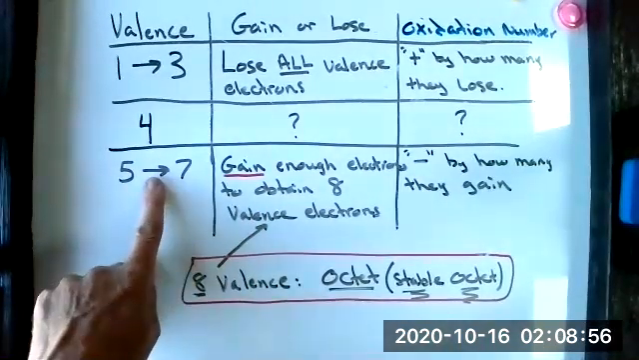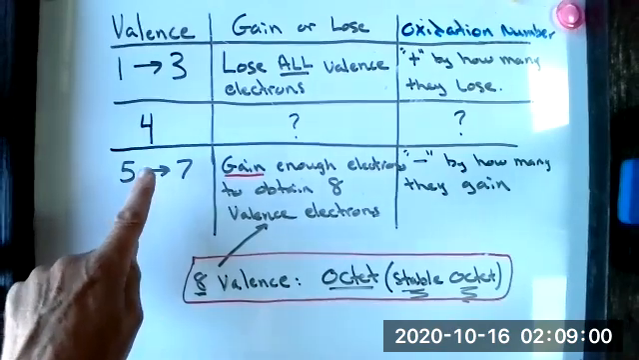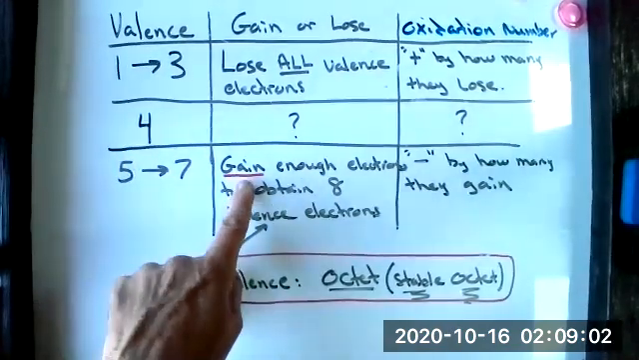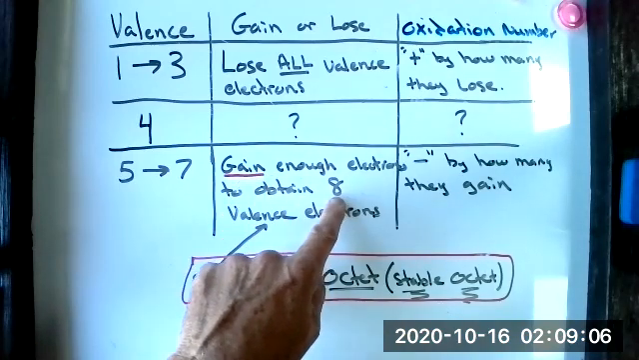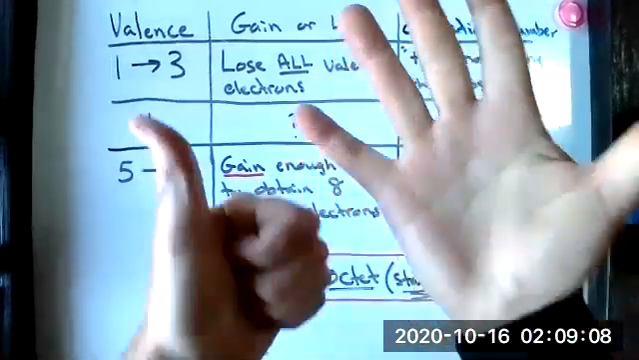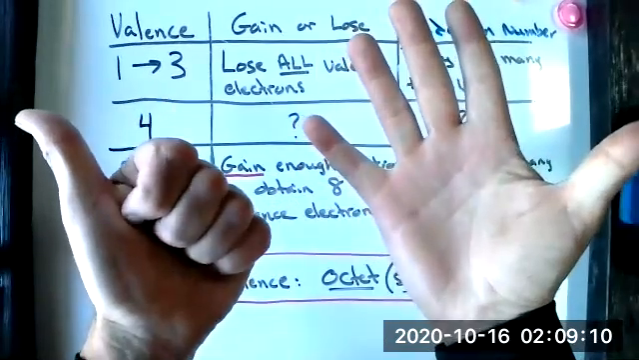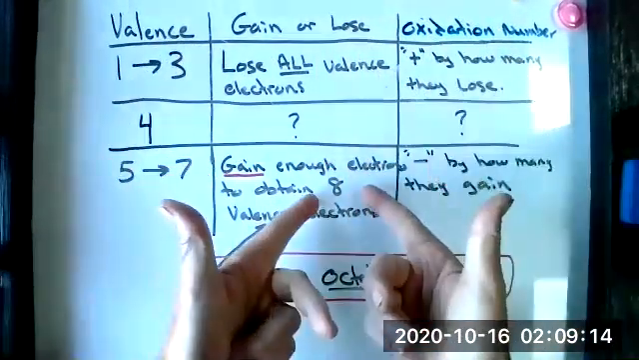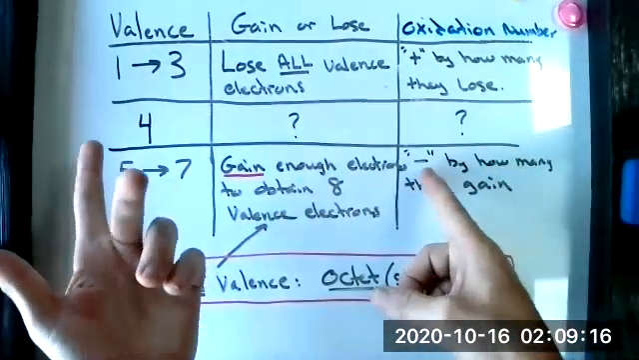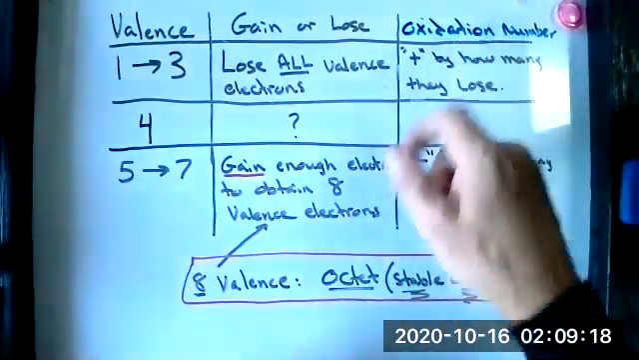If I got an atom with a valence of 6, he's going to gain up to 8. So if he's at 6, he's got to get 8. Well, there's 1, 2. He's got to gain 2 electrons. If he gains 2, he becomes negative 2 for his oxidation number.